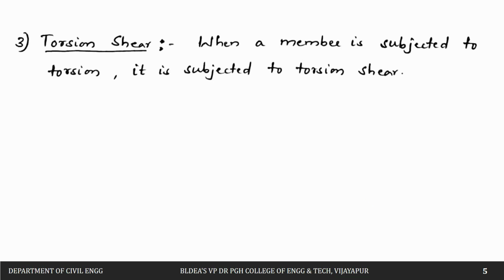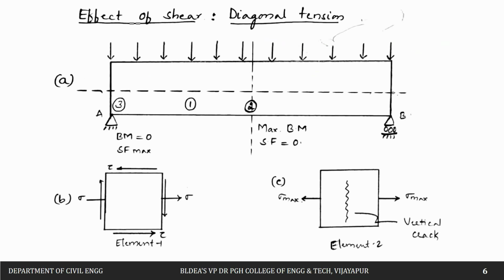Then next is torsional shear. When a member is subjected to torsion, it is subjected to torsional shear. Now let us see what the effect of shear is.